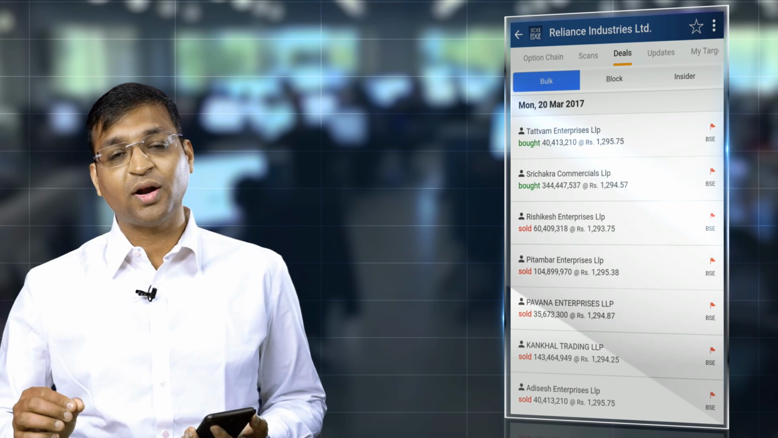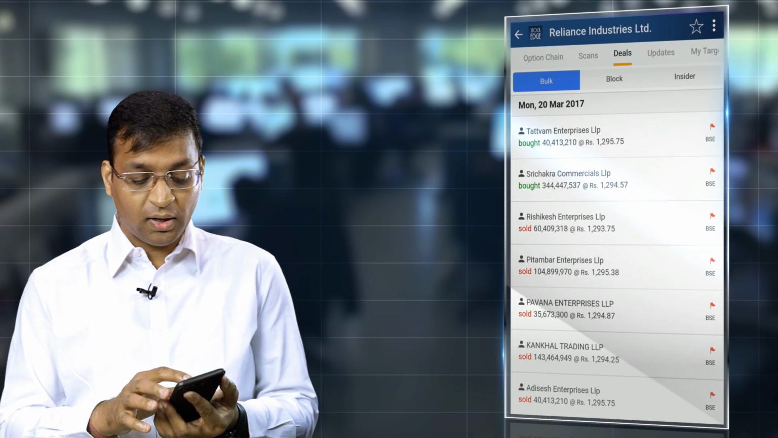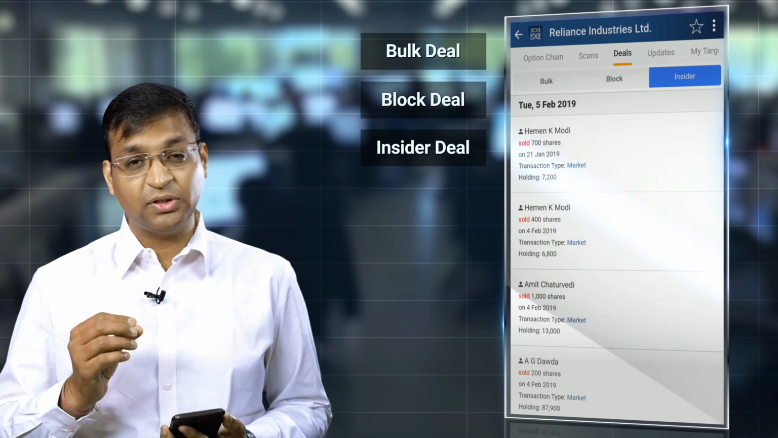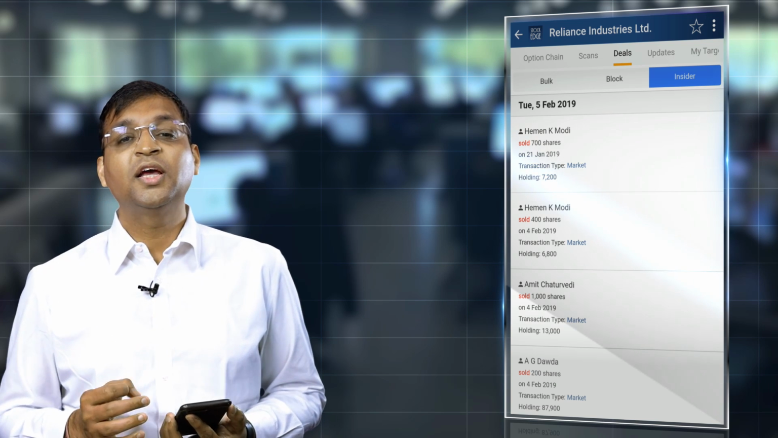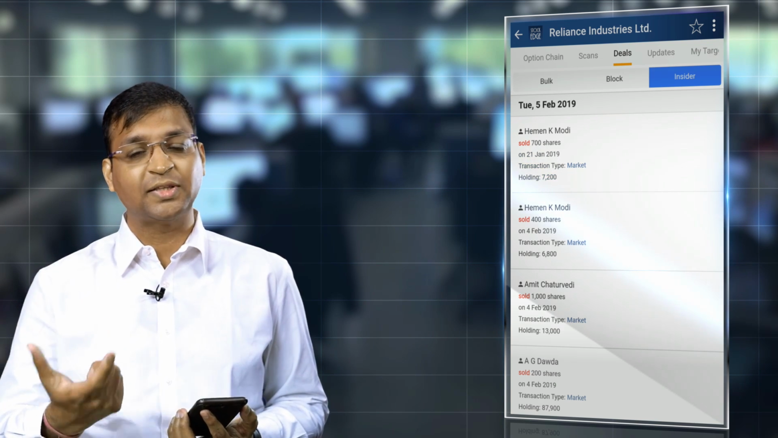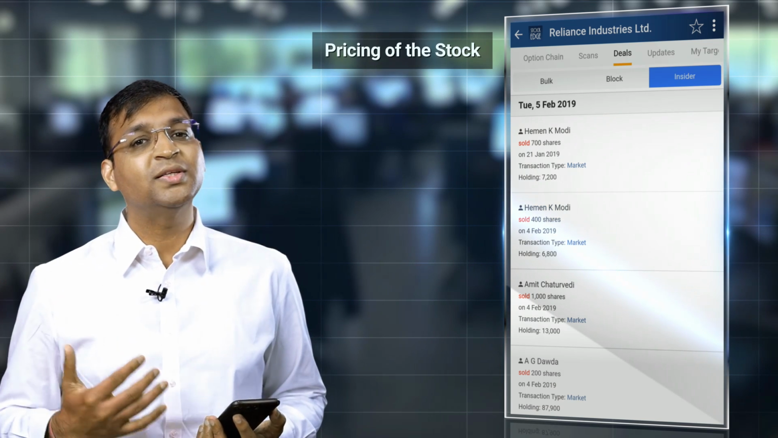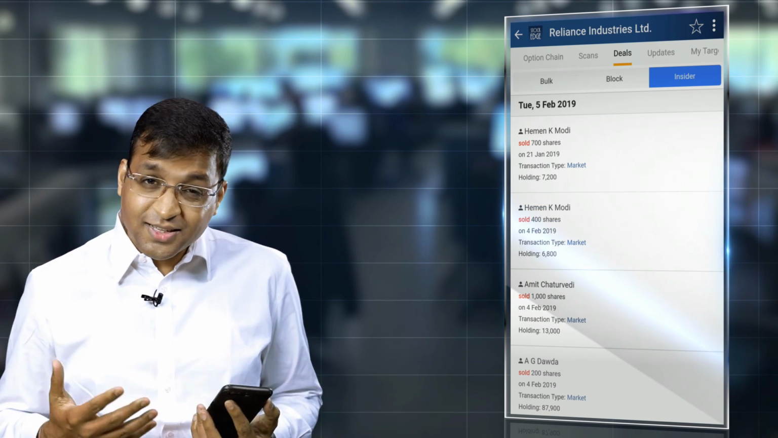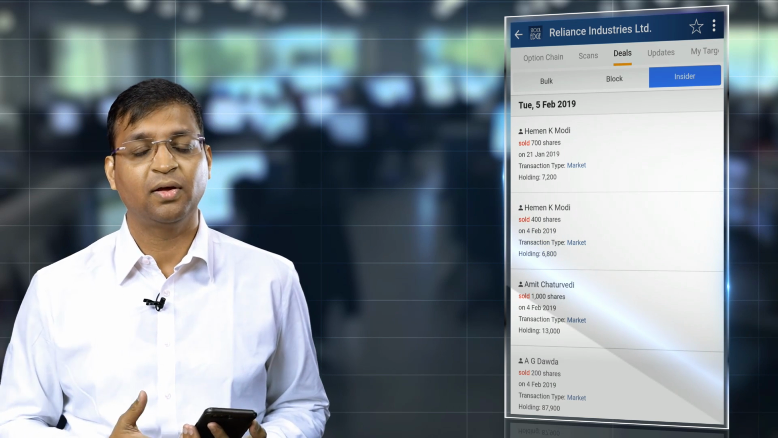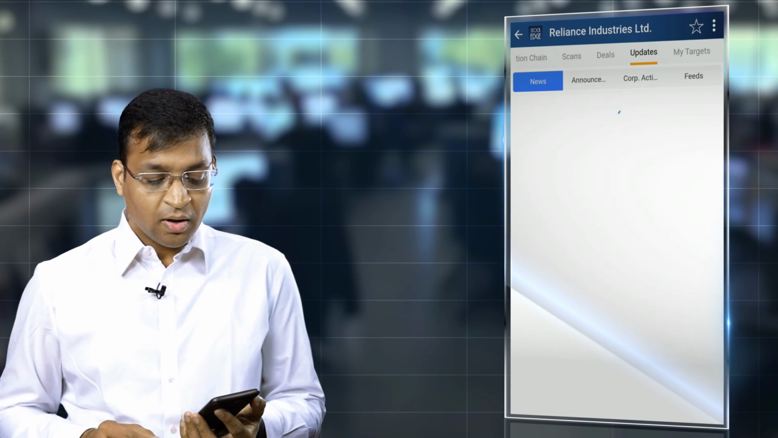Then for a short-term or medium-term trader, you would like to know the various deals, bulk deal, block deal, and insider deal happening in that company, because ultimately insider activity gives a first-hand impression about what the management, or the core people inside the company, are thinking about the pricing of the stock. If more insider buying is happening, there is a high chance that the stock price will outperform. If more insider selling is happening, there is a high chance that the stock will possibly stop performing now.